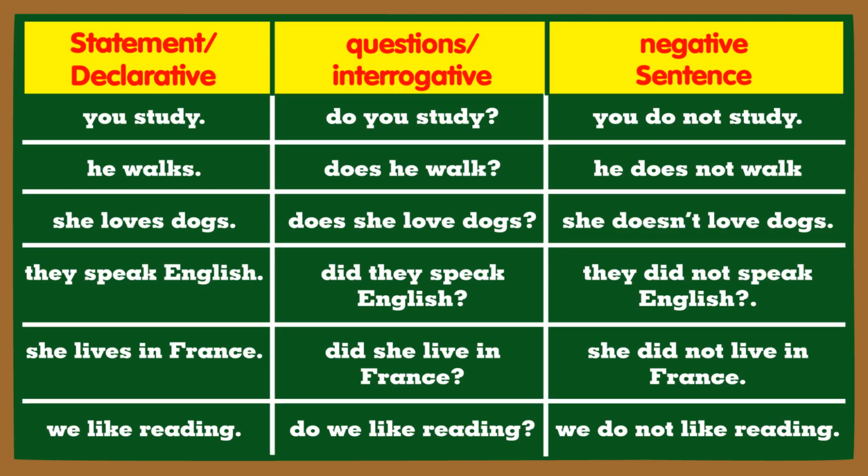Friends, these are some examples for how to make question or interrogative and negative sentences. You can pause the video to clear doubts about them. For the done and doing verbs, please see the second part of this video.